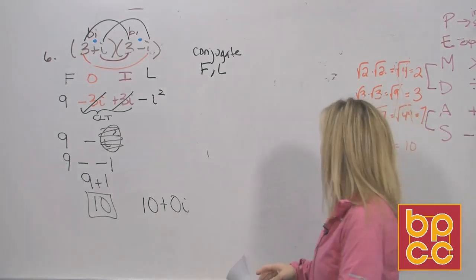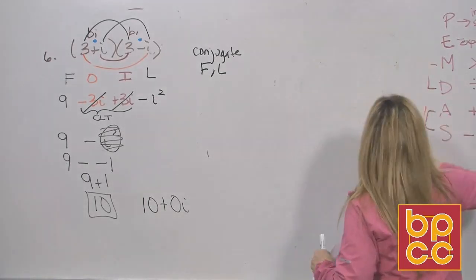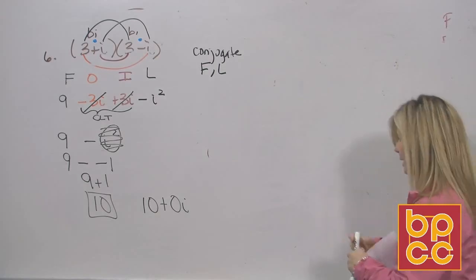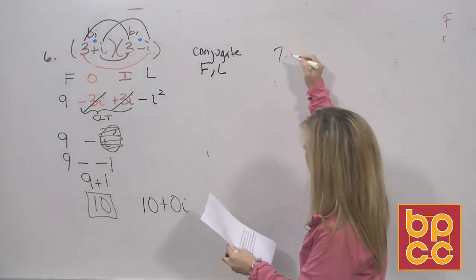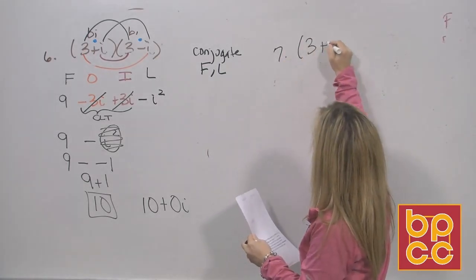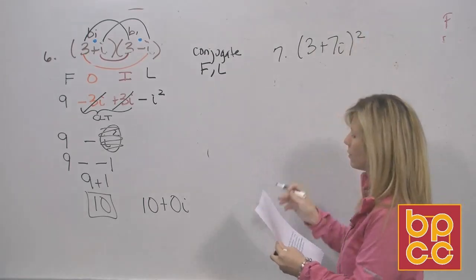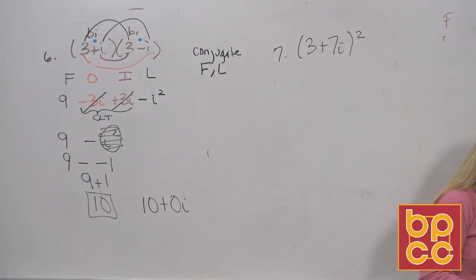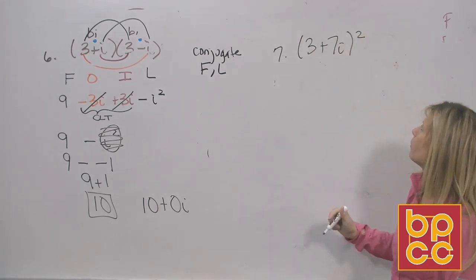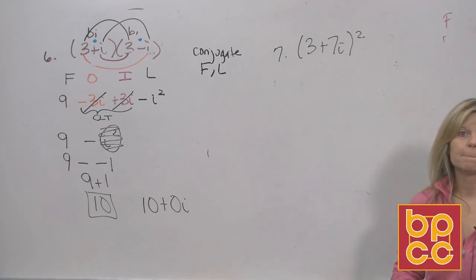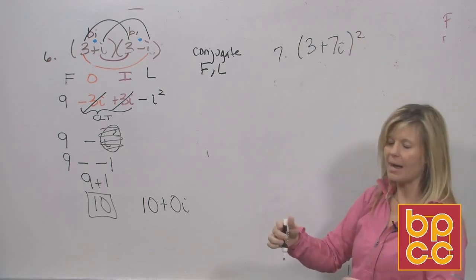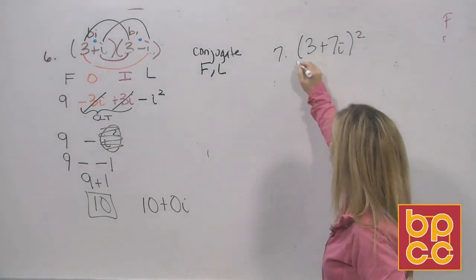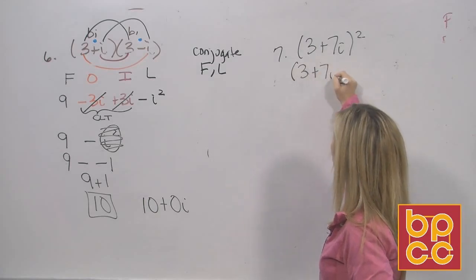All right, let's try example 7. Okay, so 7 in your notes says 3 plus 7i, squared. So we're supposed to follow order of operations. So here we go. What does squaring mean? Squaring means to multiply it by itself. So yes, you should remember you must write this out twice.